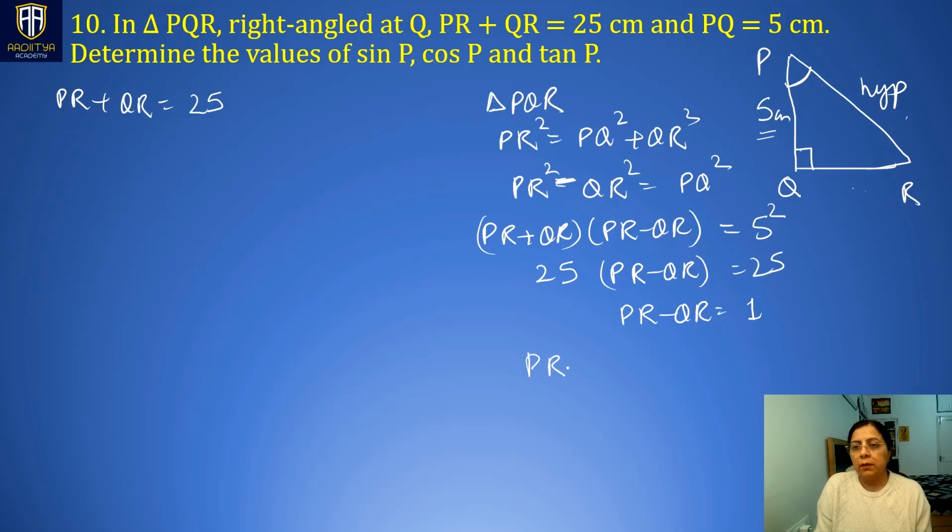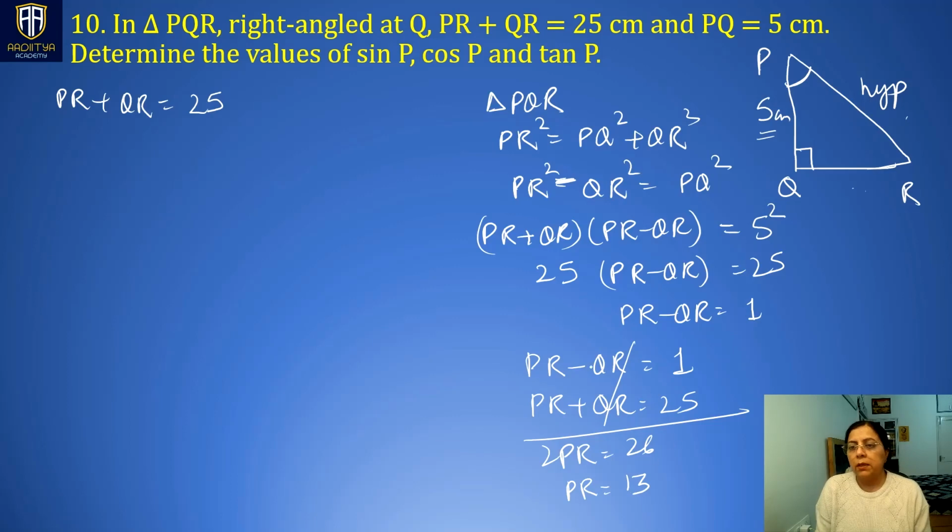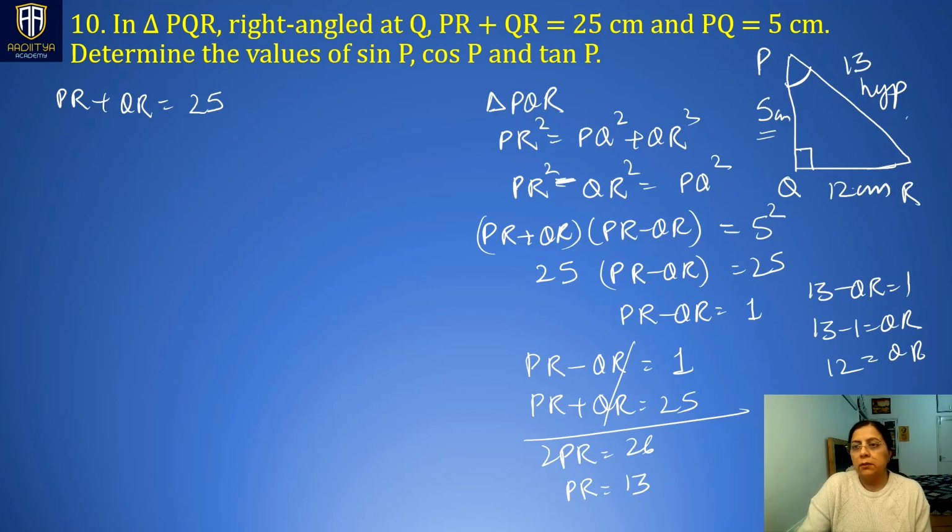So we have PR minus QR is equal to 1 and PR plus QR is 25. If we add these two equations, we get 2PR is equal to 26. So PR is 13. Then 13 minus QR is equal to 1. So 13 minus 1 is QR. QR is 12. Right? Now we have got exact values of these sides. This is 12 centimeter and PR is 13 centimeter.